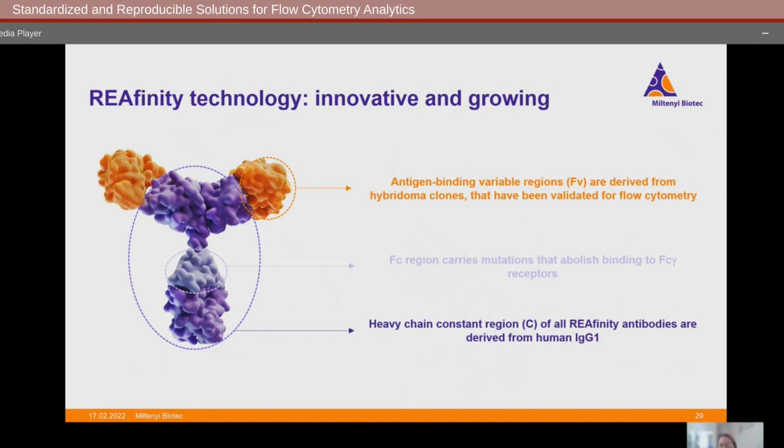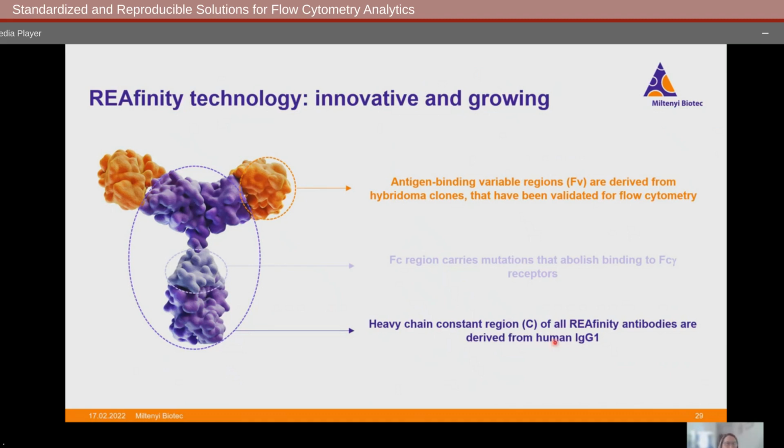So since 2012, we've been offering this and innovating on it. What you're seeing on the left here is a model of the antibody where we took advantage of genetic engineering. The antibody variable region shown in orange is typically derived from a hybridoma clone that was validated on flow. So we take that sequence and engineer it into the recombinant form of the antibody. Then you can see the backbone in purple. The constant region is an IgG1 backbone, so it's universal basically for every reaffinity antibody.